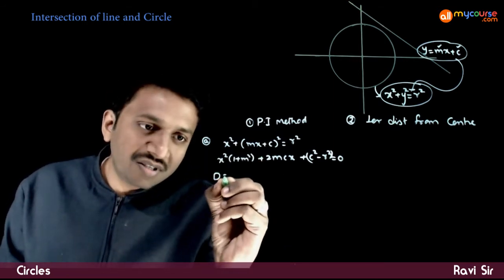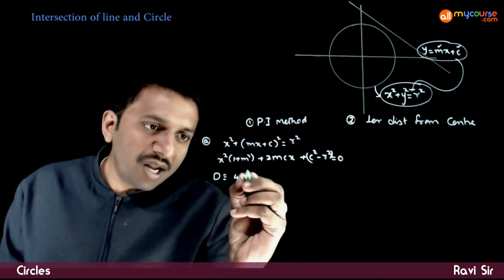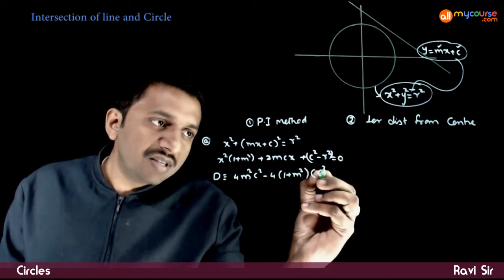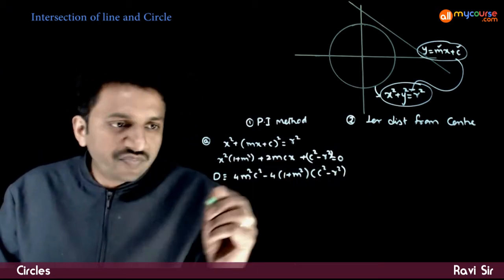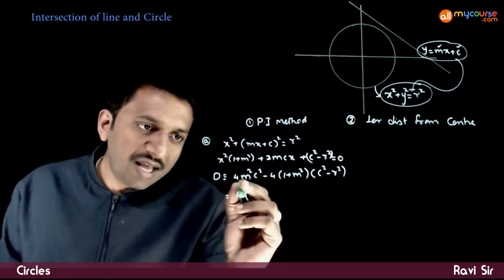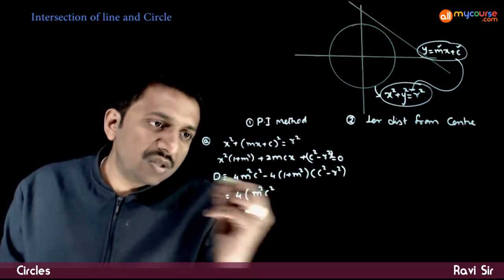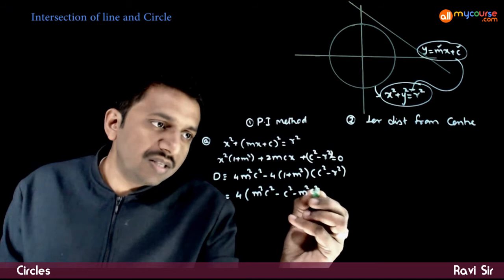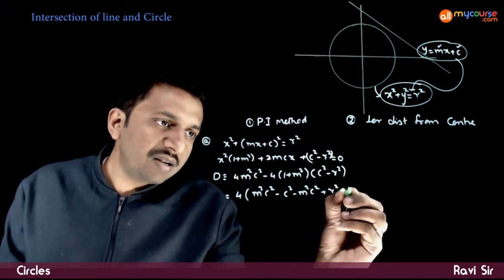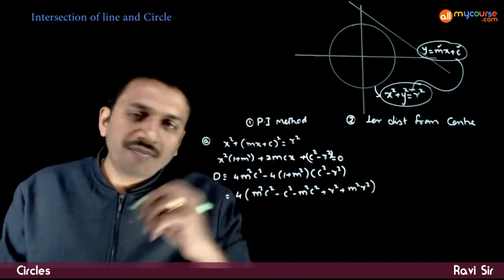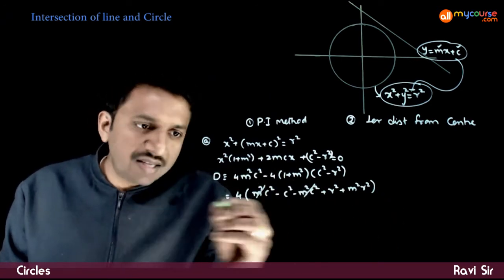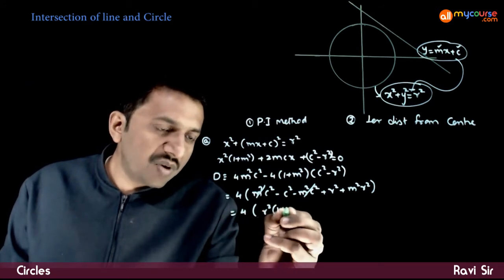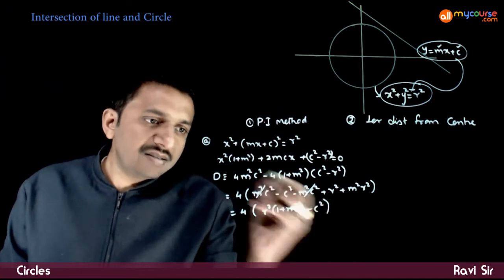So what is the discriminant of this? b² − 4ac: 4m²c² − 4 times (1 + m²) times (c² − r²). That is equal to 4 times (m²c² − c² − m²c² + r² + m²r²). This m²c² and m²c² get cancelled. That is equal to 4 times (r²(1 + m²) − c²).